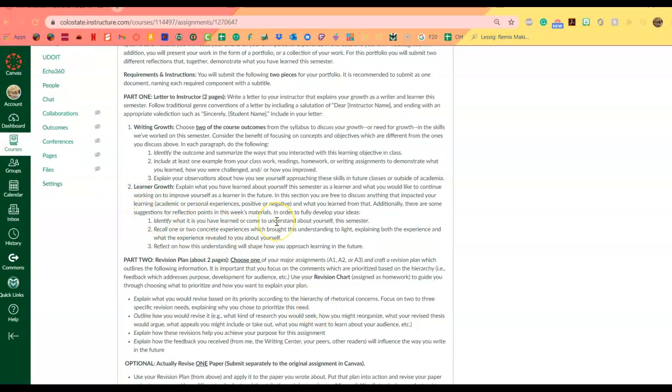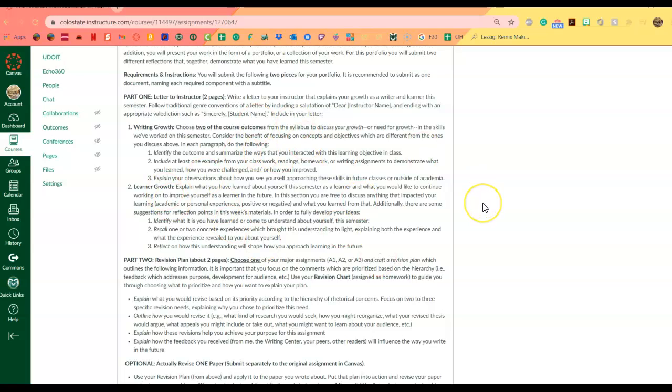So identify what you've learned and what you've come to learn about yourself or understand this semester, and recall 1 or 2 concrete experiences which brought this understanding to light. So it could have been an assignment, it could have been a class discussion, it could have been while you were doing your homework, while you were reflecting, while you were revising. Any experience that has brought you an understanding of who you are as a learner. And then reflect on how this understanding will shape how you approach learning in the future. So is there anything you'll do differently, anything you've learned about yourself that can improve how you learn and how you be the student you want to be in future classes?